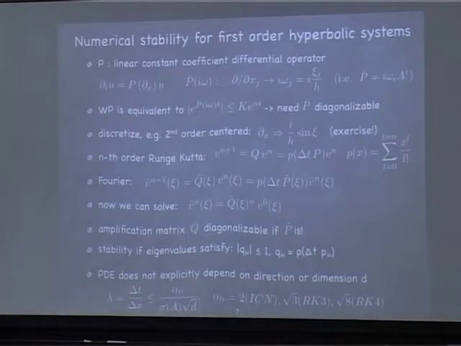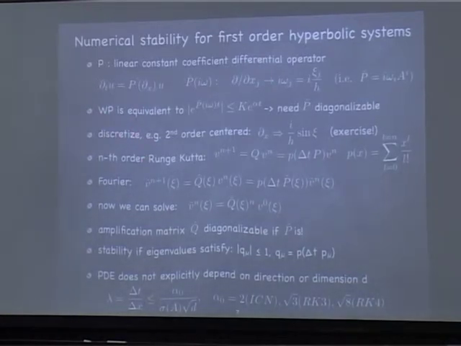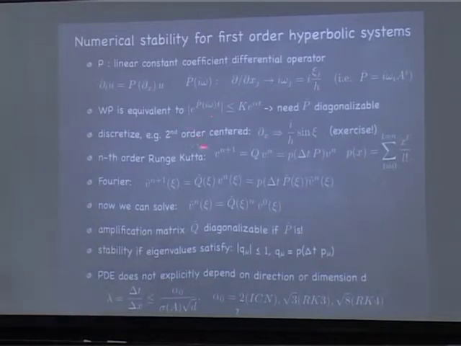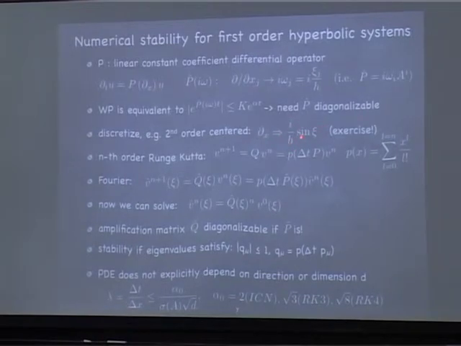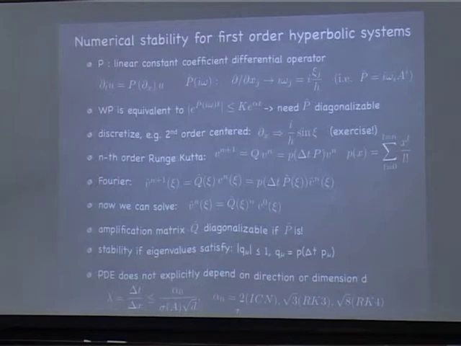So this was for the continuum, but now we want to discretize that. Discretize it, for example, to second order centered accuracy, which means that we just apply the formula which we derived before. We replace d by dx by i divided by h times sine psi, the sine of this normalized frequency. We just did the exercise in the previous sheet.